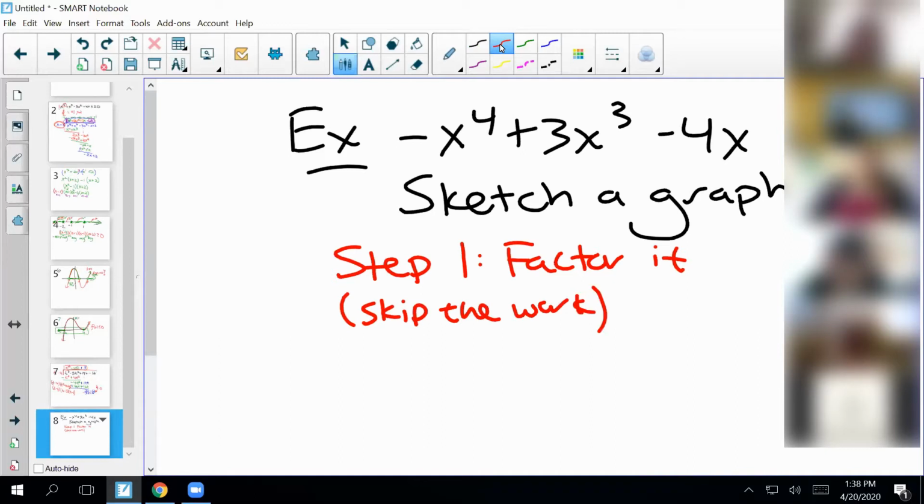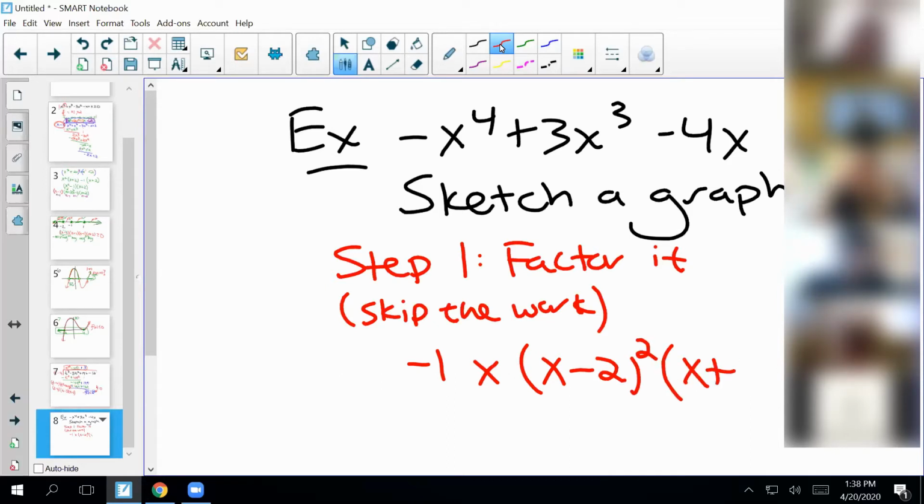And just tell you that this factors as -1 times x times x minus 2 squared times x plus 1. Okay, it's going to be nice to have the factor.